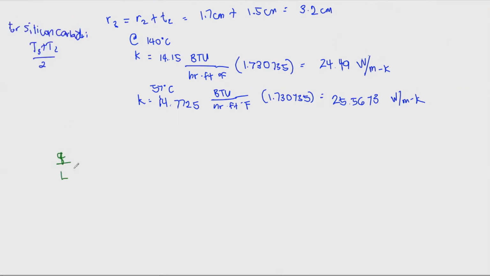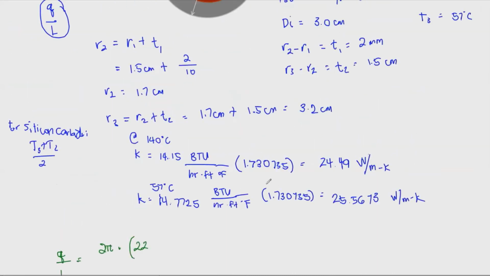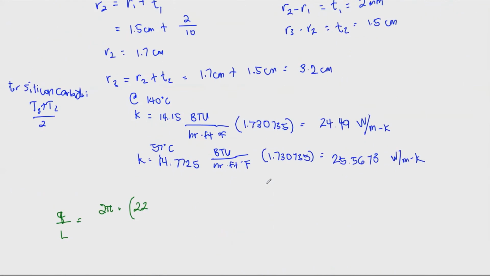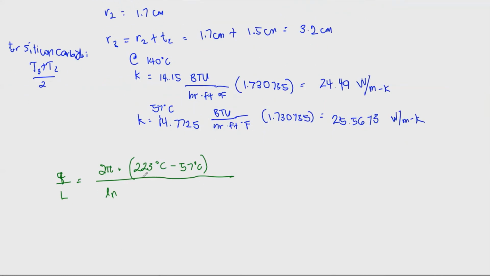That is Q over L equal to 2 pi multiplied with the change in temperature, which is 223, and then 57, divided by ln of r sub 2, which is equal to 1.7, and then the other one being 1.5.